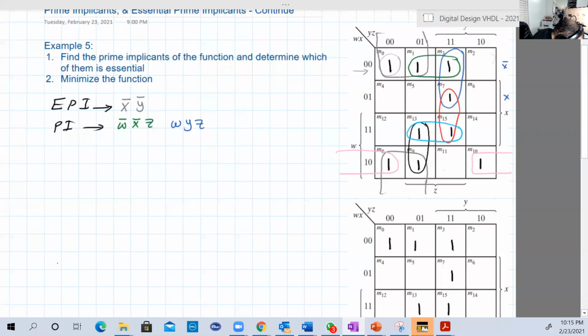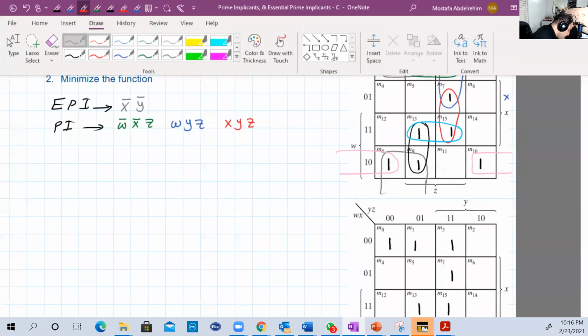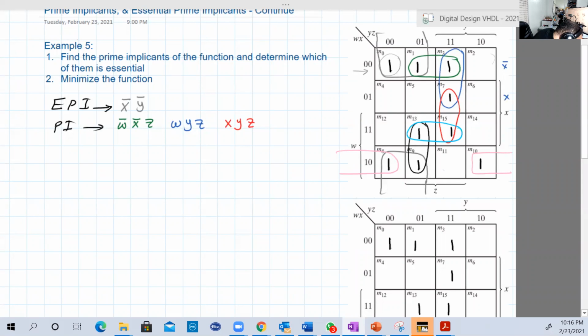The red is not essential as well because it has two ones, one is the blue, one is the cyan. So let's write the red down here. So W is changing, X is not changing, Y is not changing, Z is not changing. Okay. The cyan or the black one first, no problem. The black is not essential as well. So it's W, X is changing, Y is not, Z is not.